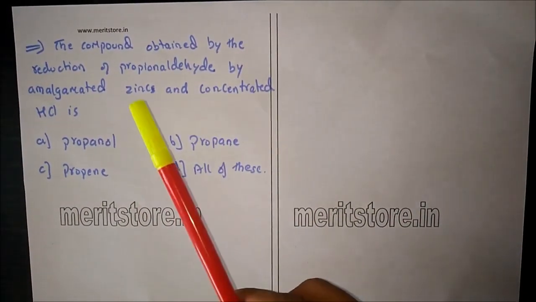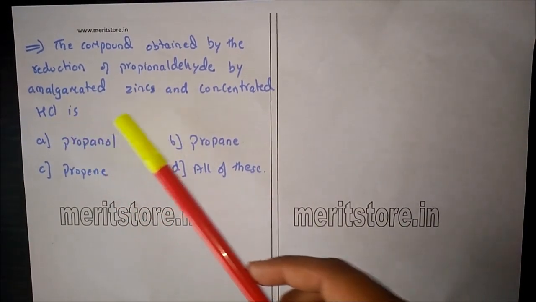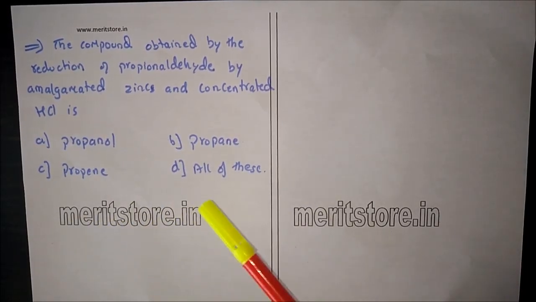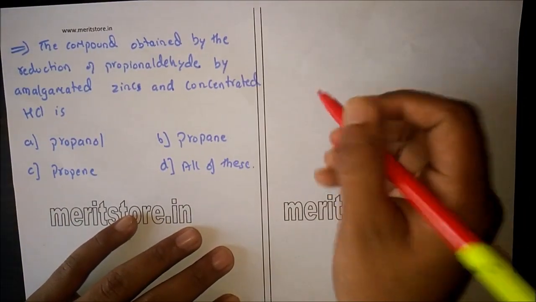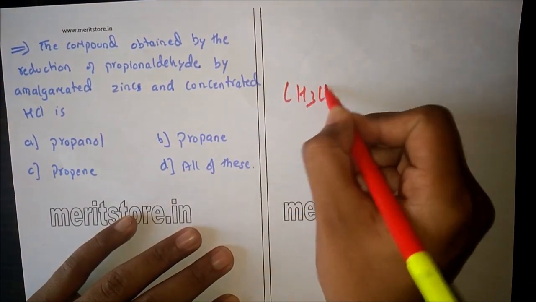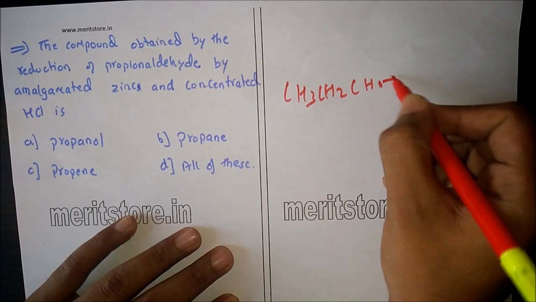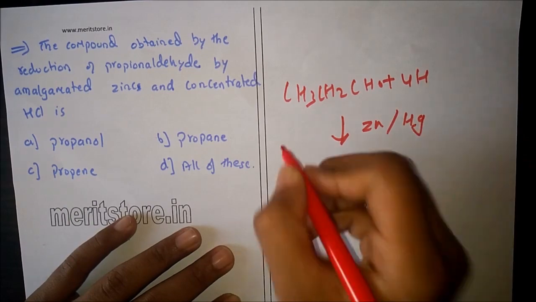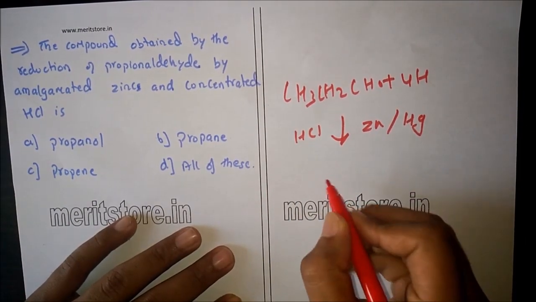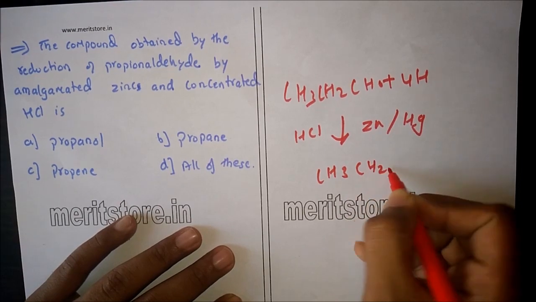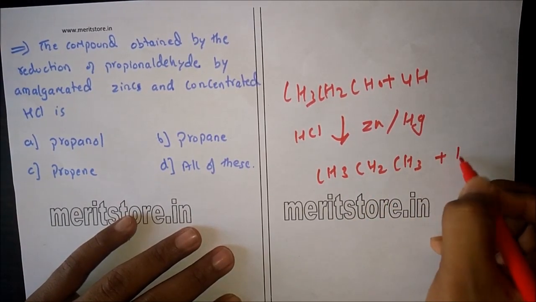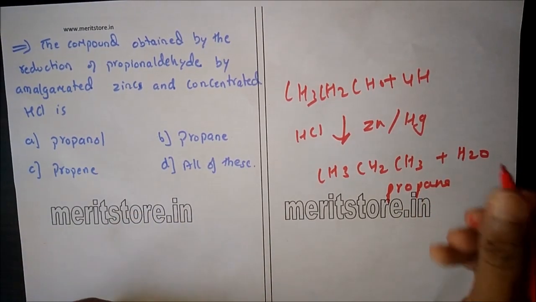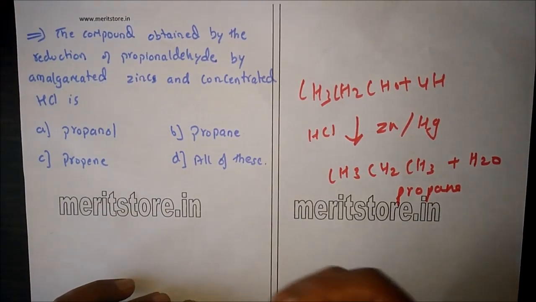The compound obtained by the reduction of propanaldehyde by amalgamated zinc and concentrated HCl is: A. Propanol, B. Propane, C. Propene, or D. All of these. Now, propanaldehyde is given by CH3CH2CHO plus 4H in the presence of amalgamated zinc, ZnHg, and hydrochloric acid, gives rise to a product, CH3CH2CH3 plus H2O, which is propane. This reaction is also known as Clemmensen's reaction. So here the correct answer will be option B.